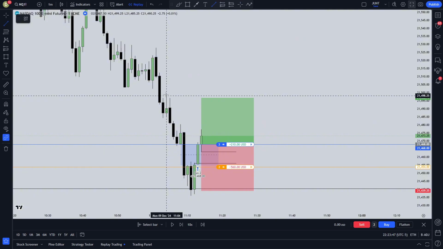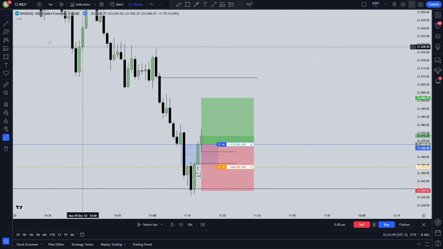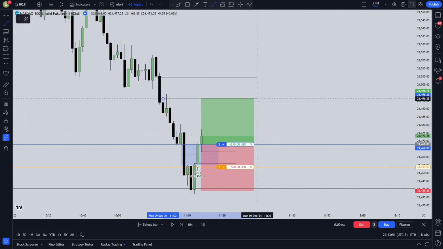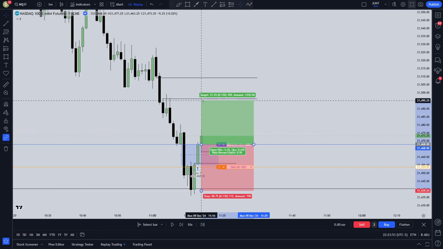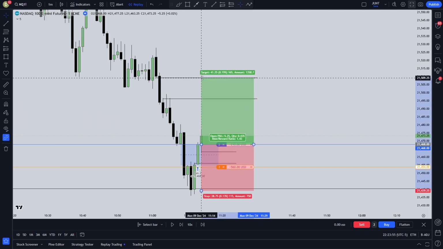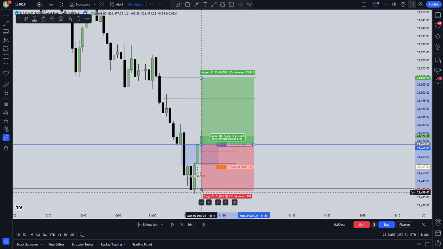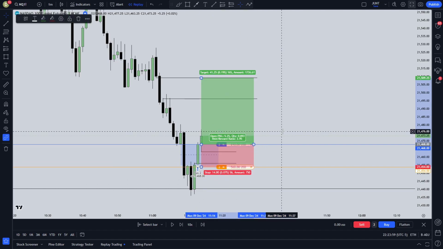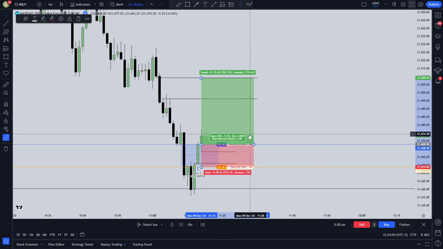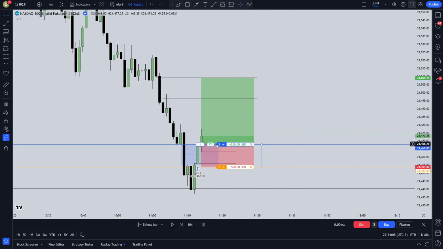Now, for our take profit, as you guys can see right here, we have a fair value gap that got formed. This would count as internal range liquidity, and we're going to put our target here for 41 points, and we're only risking 14. This is basically a 3 risk to reward ratio, which is perfect here. Now, let's see how this trade plays out.